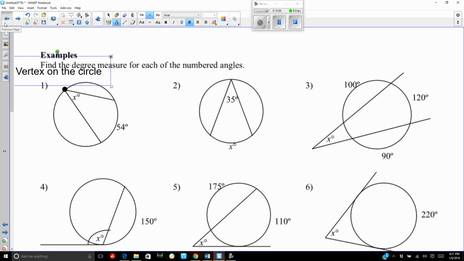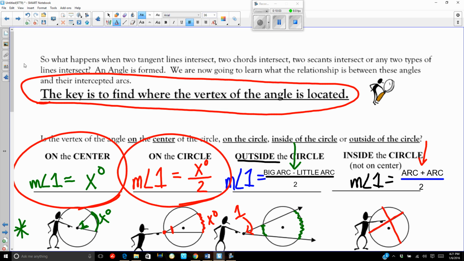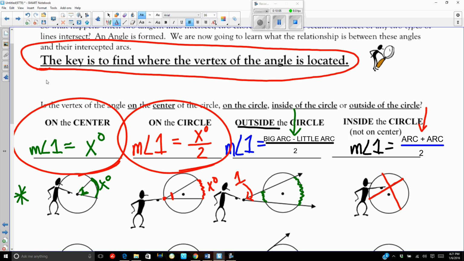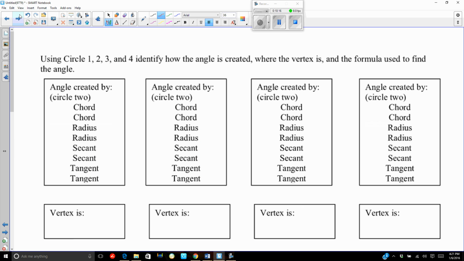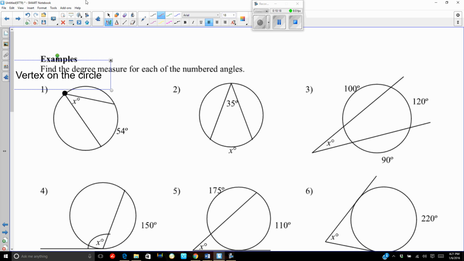So I'm going to go back here to the formula page and see when the vertex is on the circle, I'm going to use this formula right here, which you actually should be familiar with. This is just the inscribed angle. In that case, it's half the arc that it intersects. So this one's pretty straightforward. It intersects a 54-degree arc. So that means it is half the arc that it intersects. 54 divided by 2 is 27. So that's your answer to number 1.